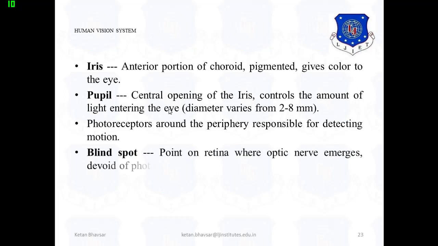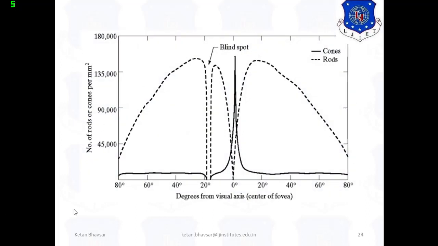Blind spot, the point on the retina where the optic nerve emerges, devoid of photoreceptors. As you can see the blind spot, when rods and cones are not active at that point, we cannot identify the color or object, so it's called a blind spot.